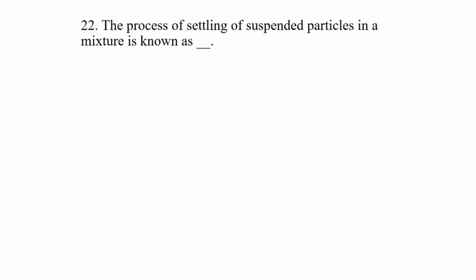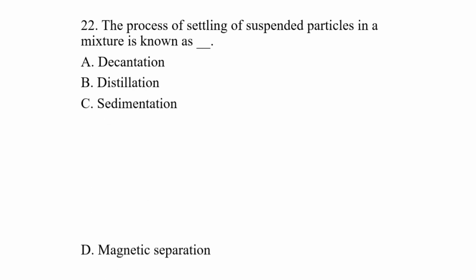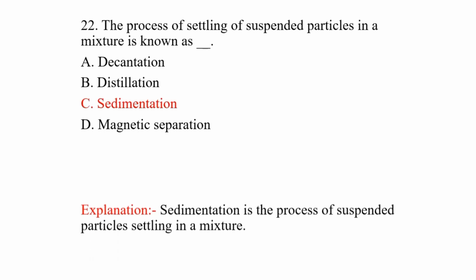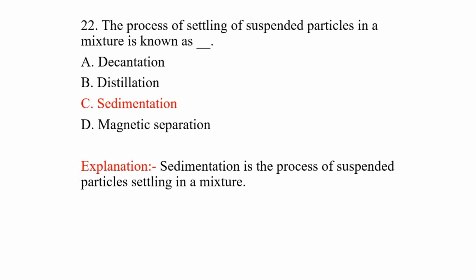Question number 22. The process of settling of suspended particles in a mixture is known as A. Decantation, B. Distillation, C. Sedimentation, D. Magnetic separation. The answer will be sedimentation. Sedimentation is the process of suspended particles settling in a mixture.